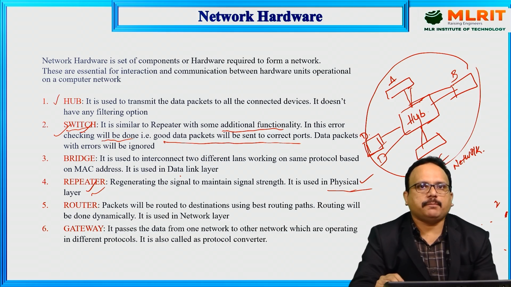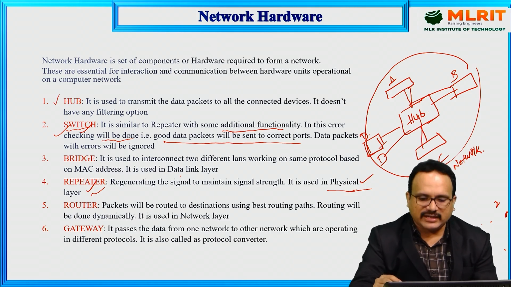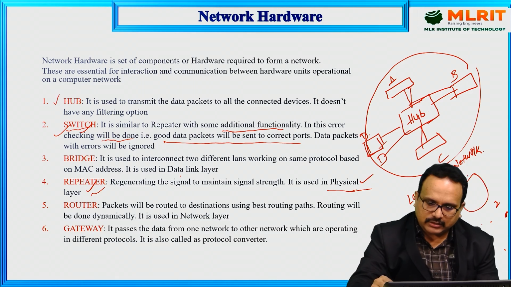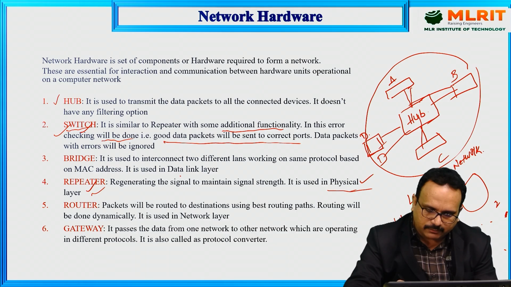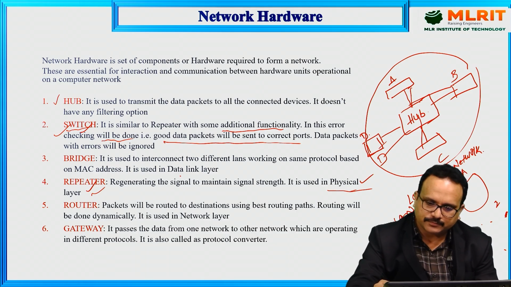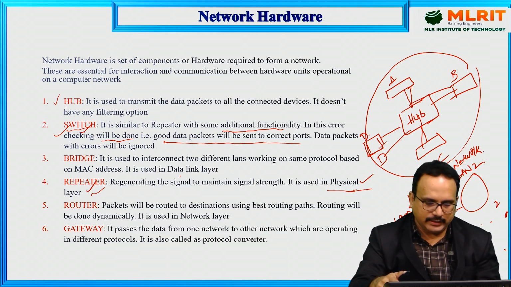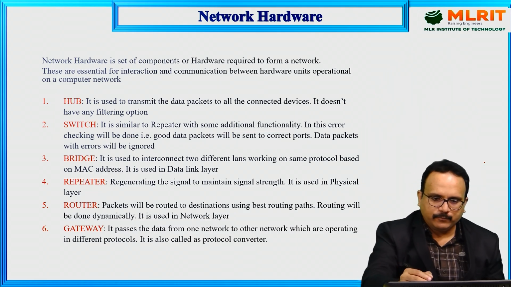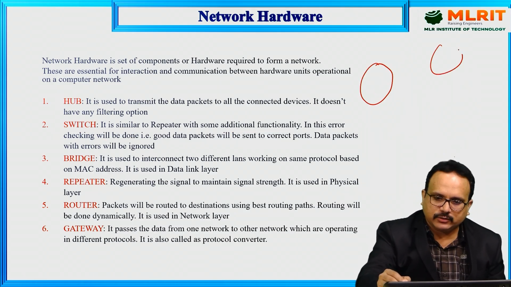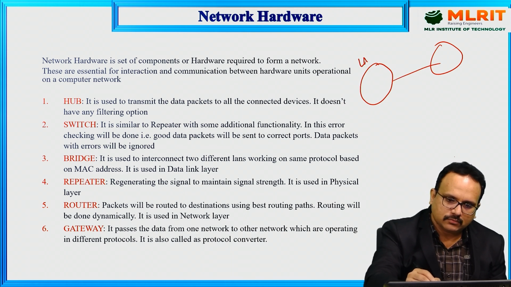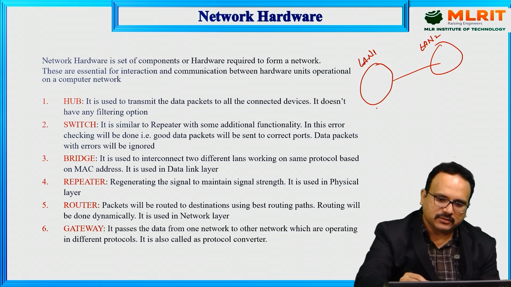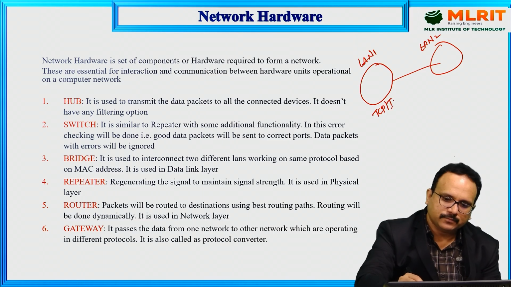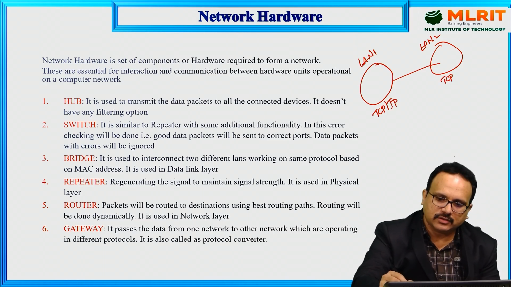So this particular bridge is used to interconnect two different LANs. So this is one LAN, and this is one other LAN. It is going to connect two different LANs working on the same protocol. For example, this is LAN 1 and this is LAN 2. Both the LANs are working on the same protocol. So for example, this particular LAN is working on TCP/IP and this particular LAN is also working on TCP/IP.